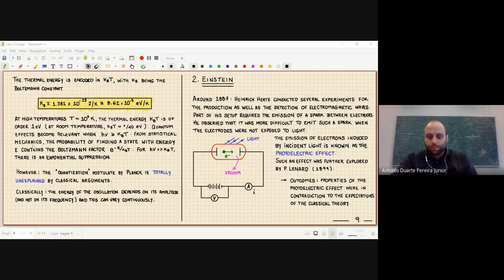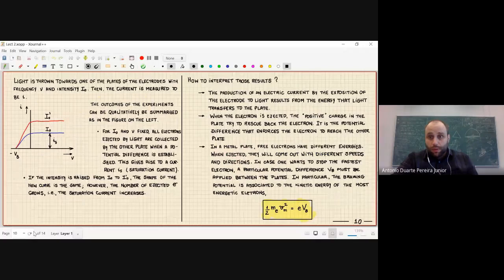Okay, now there is another: h nu is greater than h nu threshold. Yes, exactly.